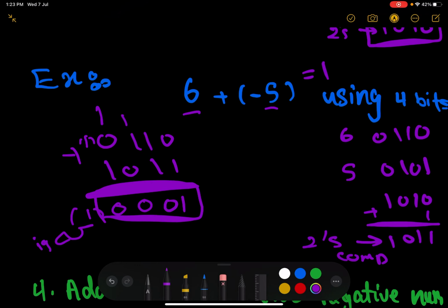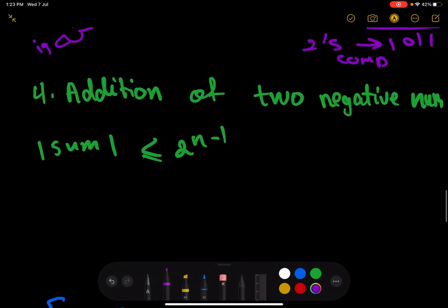You ignore the carry, there is no overflow. For the fourth case, we have two negative numbers. We're adding them together, and we are checking the sum.